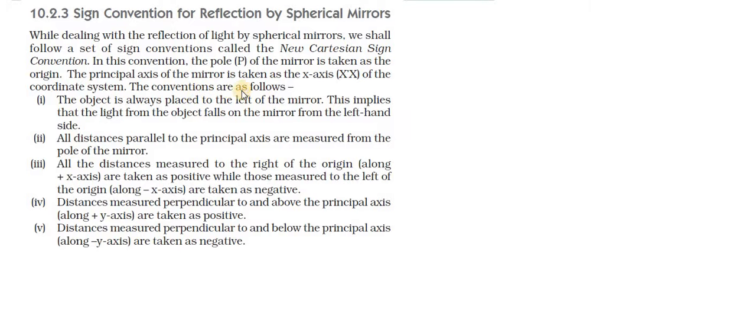The conventions are as follows. The first one: the object is always placed to the left of the mirror. This implies that the light from the object falls on the mirror from the left-hand side. All distances parallel to the principal axis are measured from the pole of the mirror. All distances measured to the right of the origin along the x-axis are taken as positive, while those measured to the left of the origin are taken as negative. Distances measured perpendicular to and above the principal axis are taken as positive, and those measured perpendicular to and below the principal axis are taken as negative.